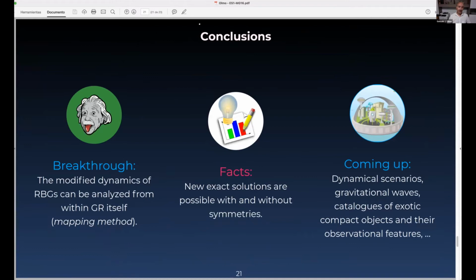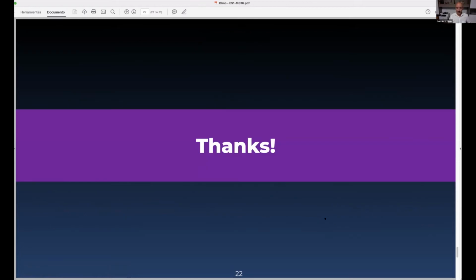So the conclusion is that in the last years, there was an important breakthrough in these theories, in Ricci-based theories. So we found that the modified dynamics of these theories can be analyzed from within general relativity itself. So we are exploiting this to generate many new solutions, exact and numerical, with and without symmetries. So in the future, we want to study the dynamical scenarios using numerical methods to extract information on gravitational waves and generate a catalog of exotic compact objects and to explore and interpret their features. And that's all. Thank you.